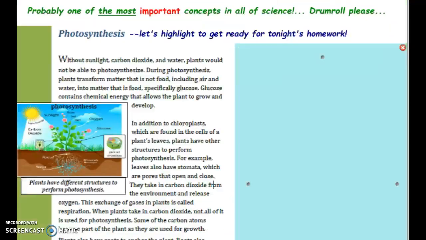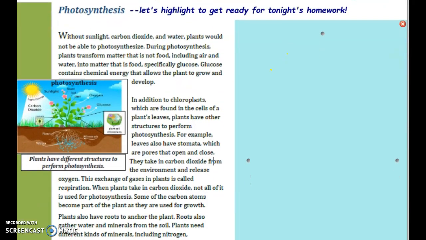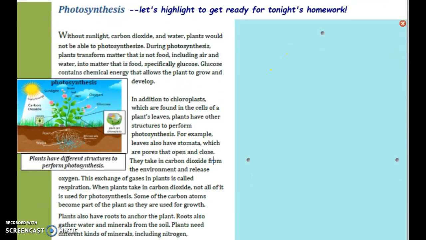Okay, last page. Okay, here it is, the big kahuna, photosynthesis. And this is your last page of 2-column notes also. Without sunlight, carbon dioxide, and water, plants would not be able to photosynthesize. During photosynthesis, plants transform matter that is not food, including air and water, into matter that is food, specifically glucose. Glucose contains chemical energy that allows the plant to grow and develop.